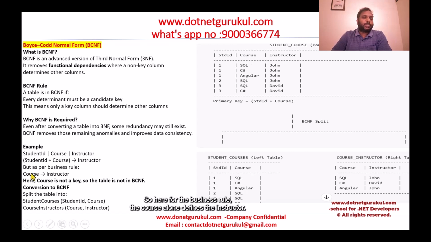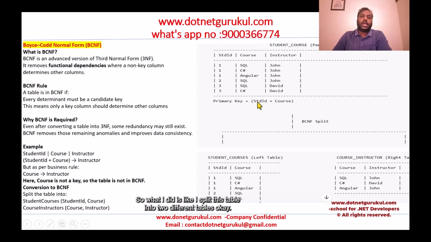Here, for the business rule, the course alone defines the instructor, but the course is not a key. It is a non-key attribute column, and a non-key column should never define another column. That's what I call the functional dependency. So what is the BCNF? BCNF is an advanced version of the third normal form. It removes the functional dependencies where non-key columns determine other columns. A non-key column should not define another column.